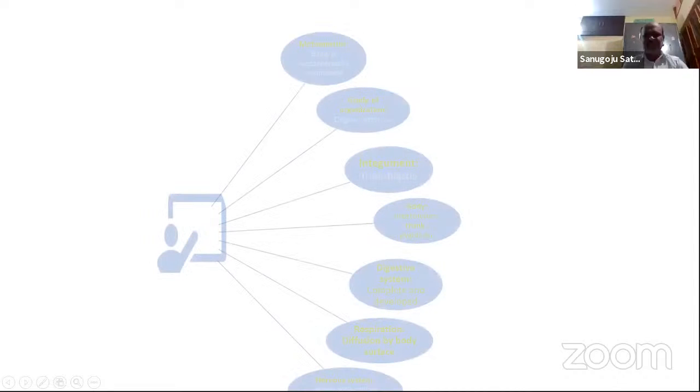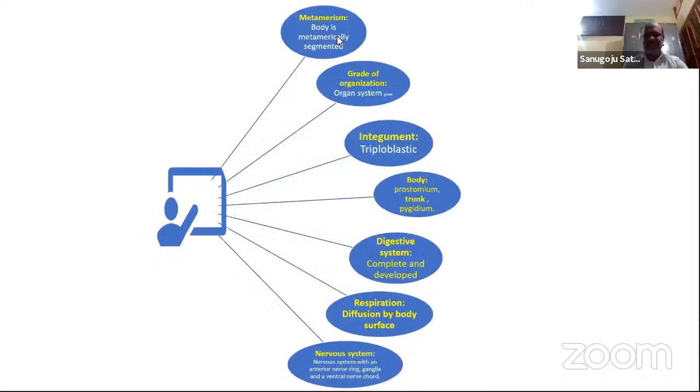And we go for the next characters. The metamerism is, body is metamerically segmented. It is seen for the first time in annelids. The grade of organization is organ system grade. The integument is triploblastic and the body is having three parts, prostomium, trunk and pygidium. And the digestive system is completely developed. Respiration is by diffusion by body surface, and nervous system with anterior nerve ring, ganglia and ventral nerve cord.